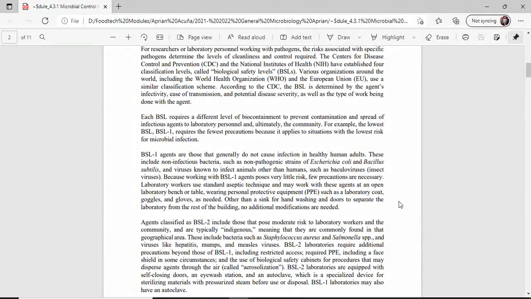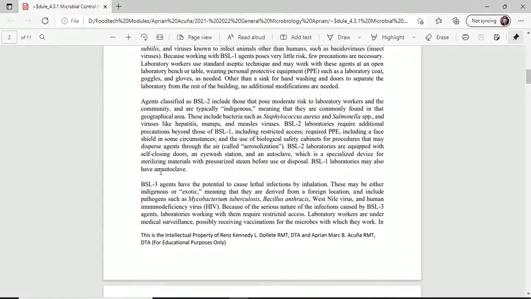Because working with BSL-1 agents possesses very little risk, few precautions are necessary. Laboratory workers use the standard aseptic technique and may work with the agents on an open laboratory bench or table. Wearing PPE, okay, such as a laboratory coat, goggles, and also gloves, will always be necessary. Other than the sink for hand washing and a door to separate the laboratory from the rest of the building, no additional modifications are required.